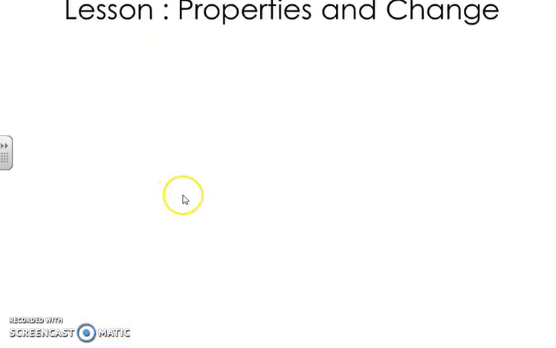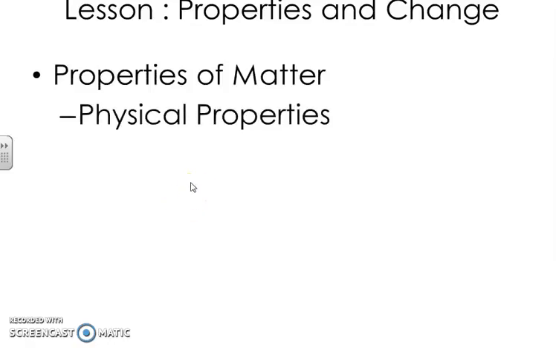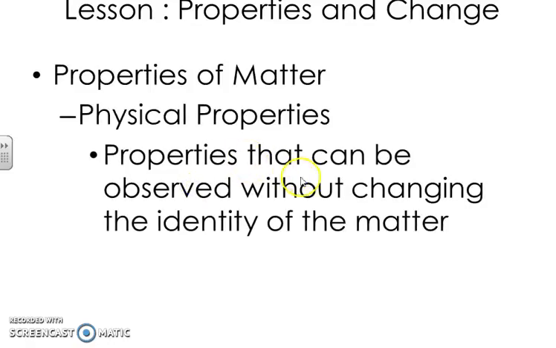Today we're going to look at properties and changes in matter. So first let's look at properties. Physical properties specifically, we actually have physical properties and chemical properties, but physical first, properties that can be observed without changing the identity of the matter. So if you have a piece of paper and you tear it in two, you've changed it, but you still have paper, would be an example.